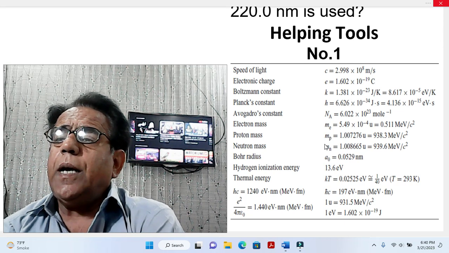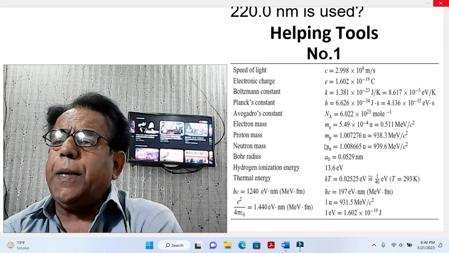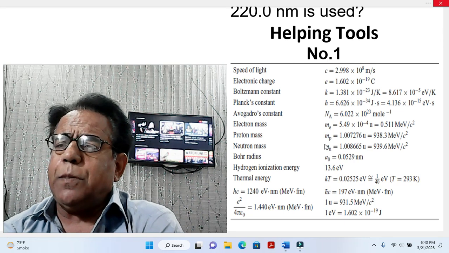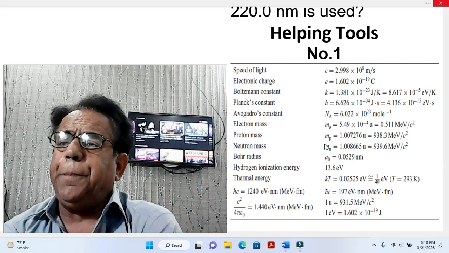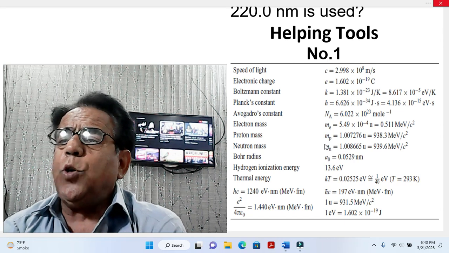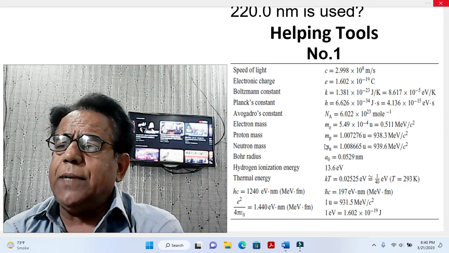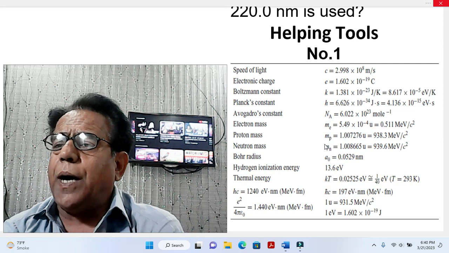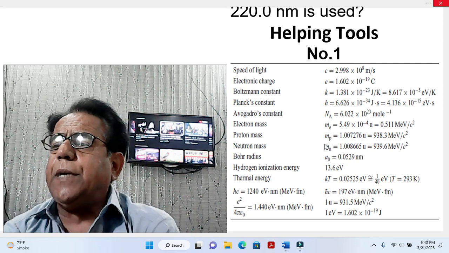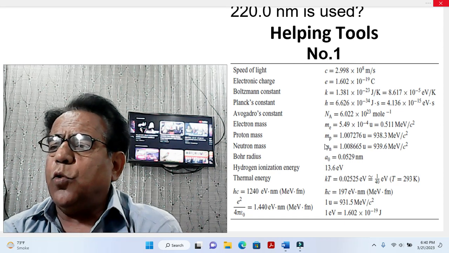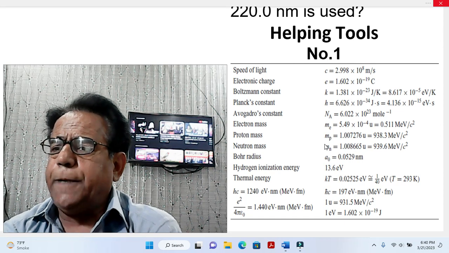Among the tools, tool number 1 is that table which has already been taken many times in our previous problems. In this table, the speed of light is given and the value of Planck's constant h is given, not only in terms of joule second but also in terms of electron volt second.